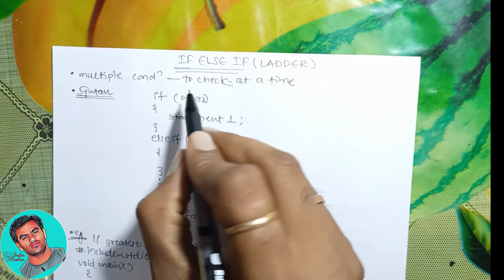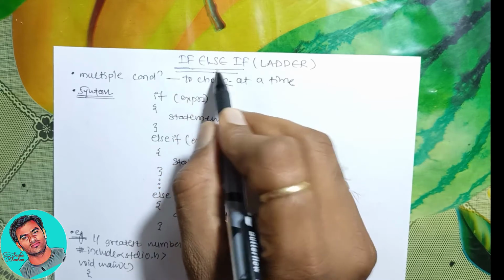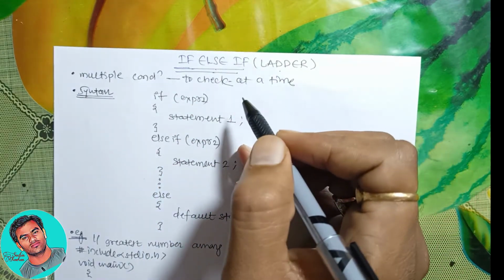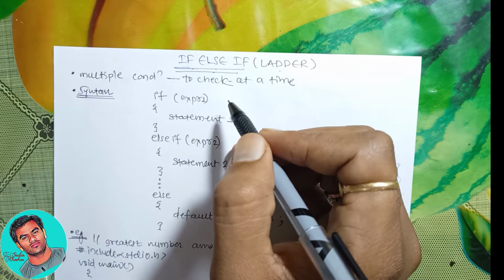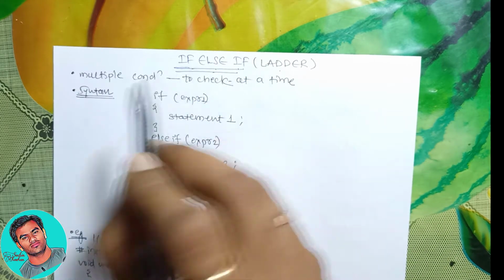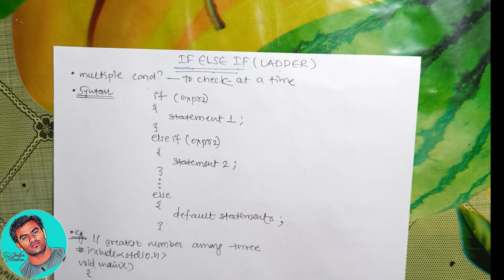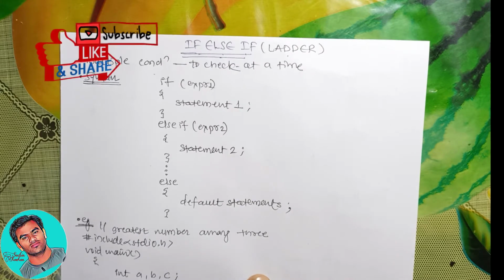Okay, so in this lecture we are going to discuss the if else if statement, which is also called the if else ladder statement. Okay, so why is this necessary? Because this if else if statement is going to check multiple conditions at the same time. That means it will reduce the time of execution, or reduce the processor's time. So that's why it is very much necessary.